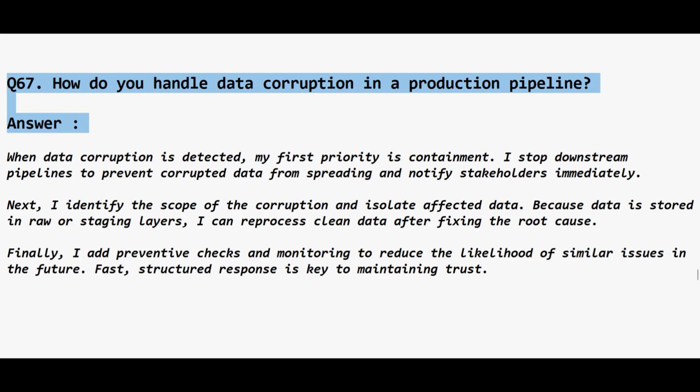Next, I identify the scope of the corruption and isolate affected data. Because data is stored in raw or staging layers, I can reprocess clean data after fixing the root cause. Finally, I add preventive checks and monitoring to reduce the likelihood of similar issues in the future. Fast, structured response is key to maintaining trust.